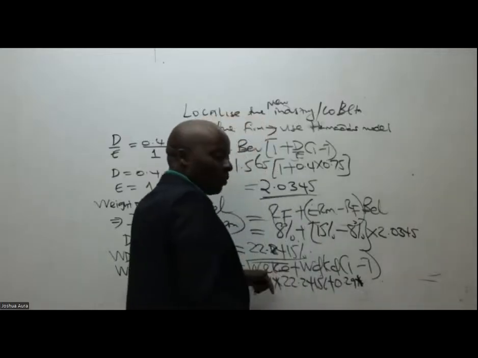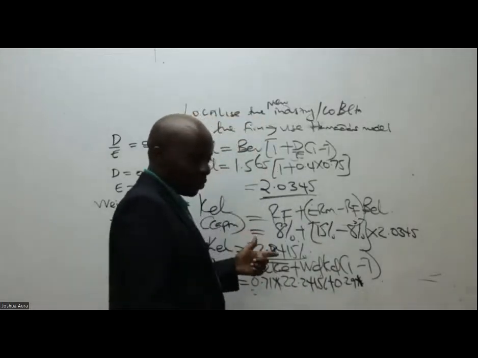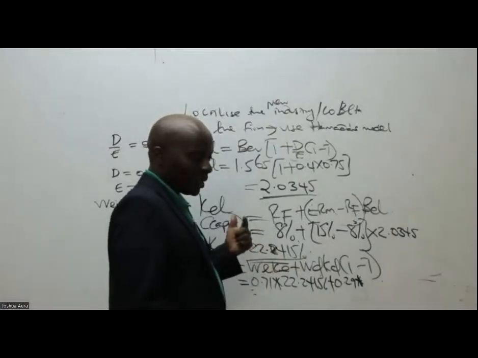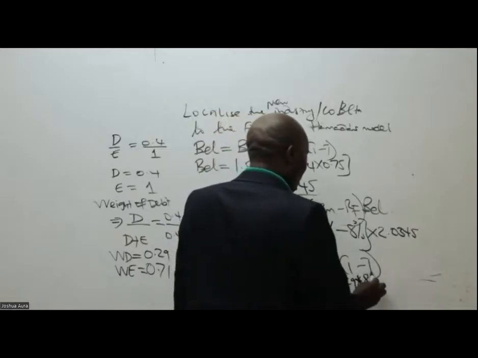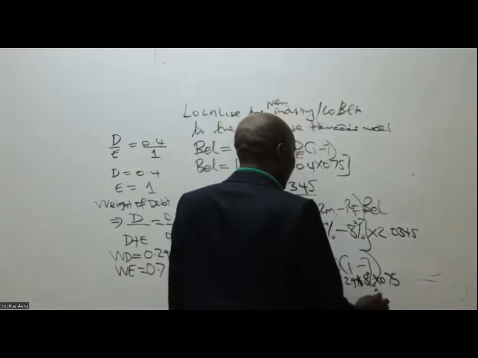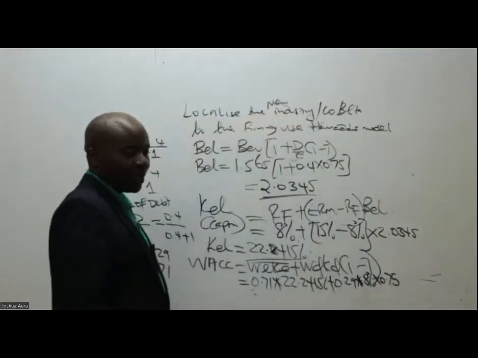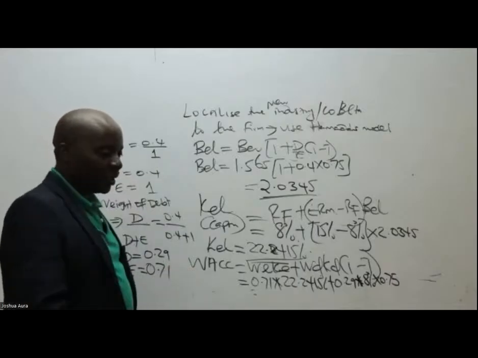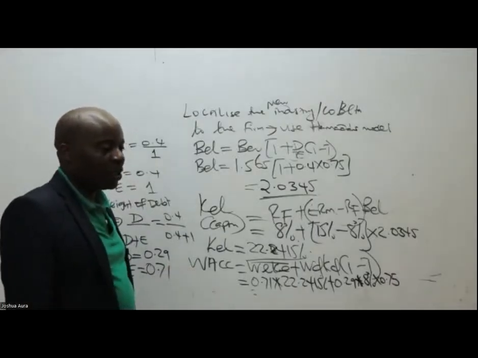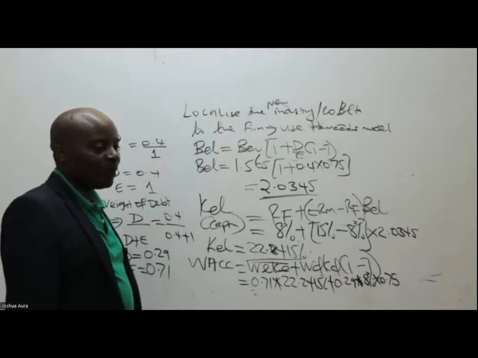Cost of debt, unless you're told otherwise, is normally risk-free because debt is secured. For debt you must give a bank security. So cost of debt is normally secured. It is 8%. Multiply this by 0.75 like that. So then could you kindly go ahead and give us the WACC.